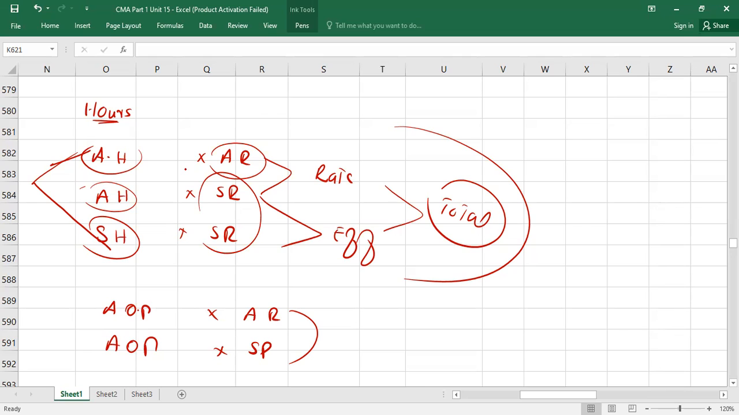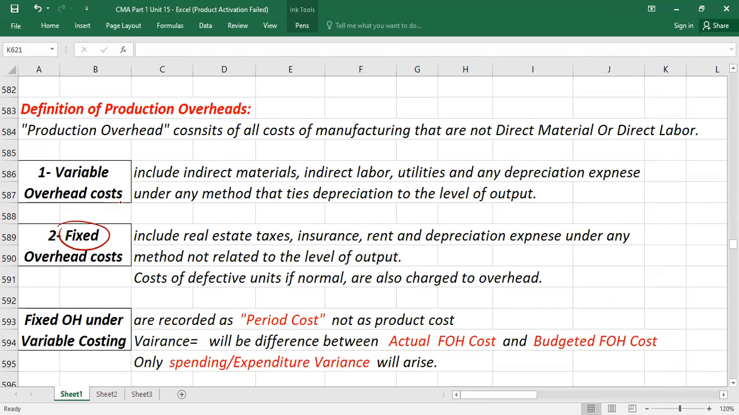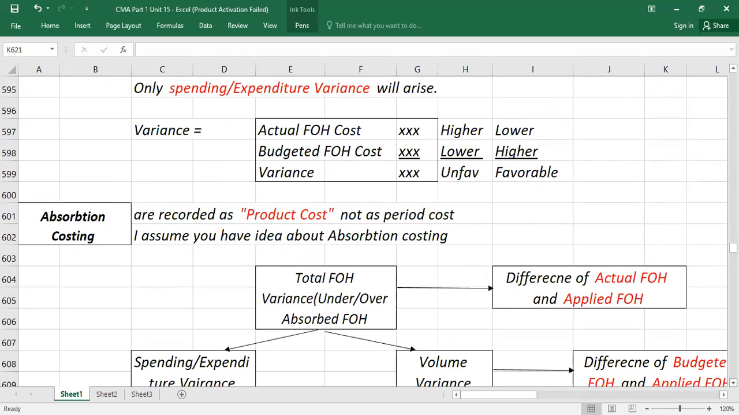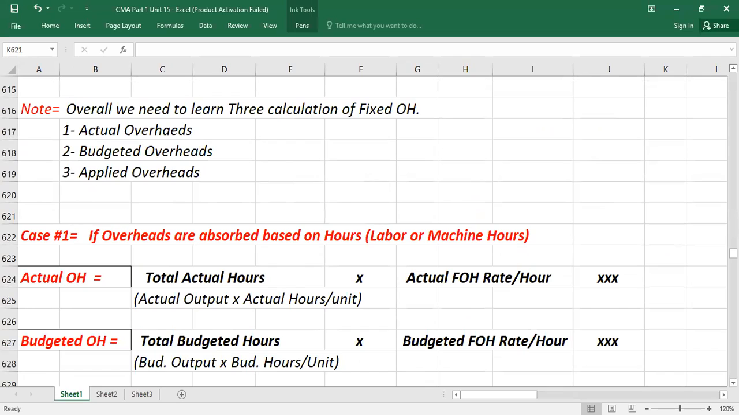Now for fixed overhead variance. Here he will give you problems, and you have to solve them. For fixed overhead variance, we have the same discussion here. I already told you I'm now dealing with fixed overhead. I will tell you only the required information which will help you solve questions. Always be strict with the formulas. You will always calculate 3 lines for fixed overhead. Which 3 lines?